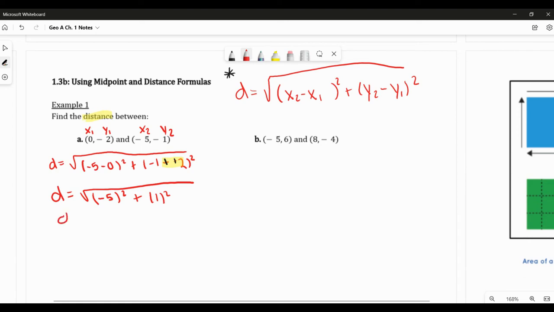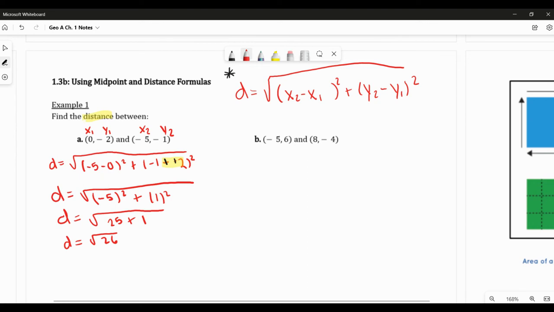We can take this further by squaring my numbers underneath. Negative 5 squared just means negative 5 times negative 5, which is going to give me 25, and I don't actually need that parentheses. So that's going to give me 25 plus 1 times 1 is just 1. So of course, that leaves me with the square root of 26. Now, I cannot leave my number like this, and so we do have one final step left to do. We are going to calculate what the square root of 26 is. So this is where I would get a calculator out.